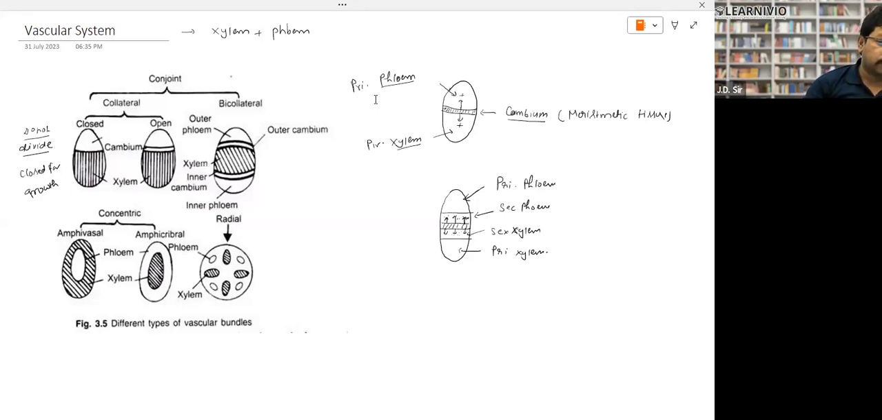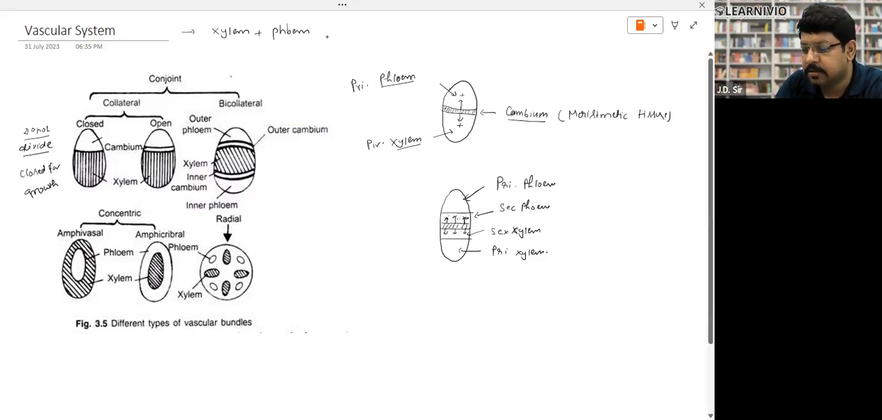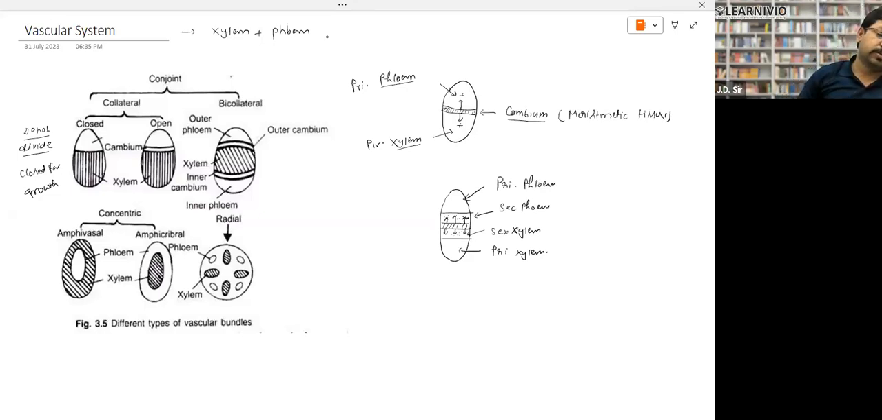In concentric vascular bundle, so basically here there are three kinds of vascular bundle. By the way, in your syllabus, I think there are only two types of vascular bundle. Concentric should not be in your syllabus. Let me check. No, concentric is not in your syllabus, but let me tell you, this is good. This is important for the NEET exam.